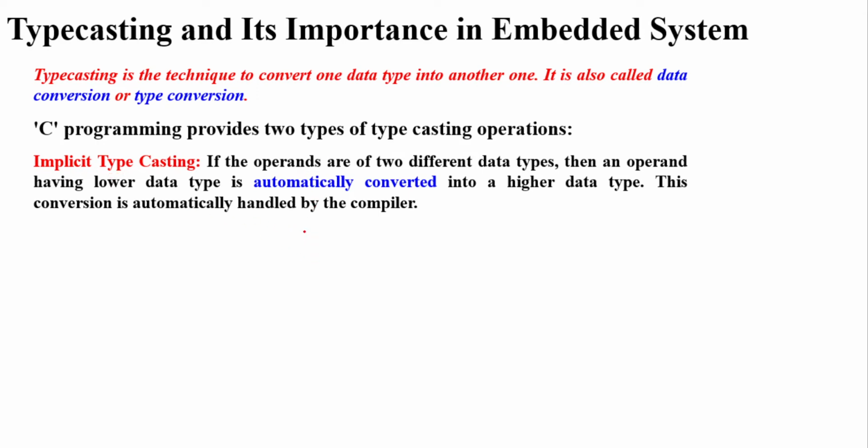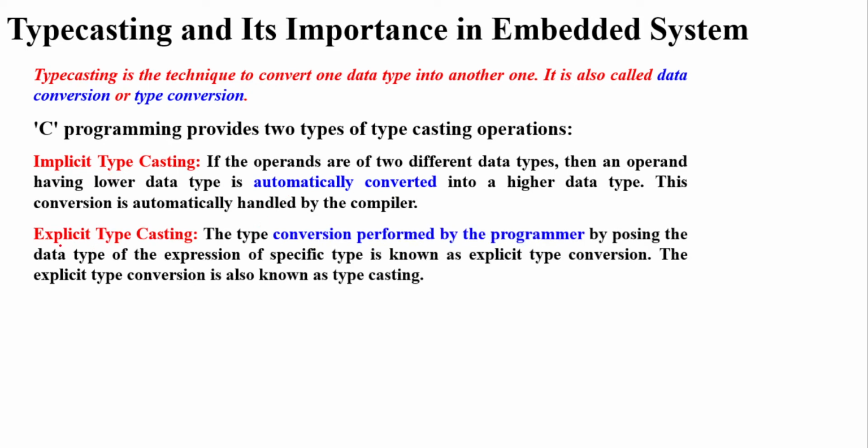Now, there is a second type of typecasting, which is known as explicit typecasting, in which the data type conversion function has to be written by the programmer himself. The compiler will not do that typecasting for you. Okay.